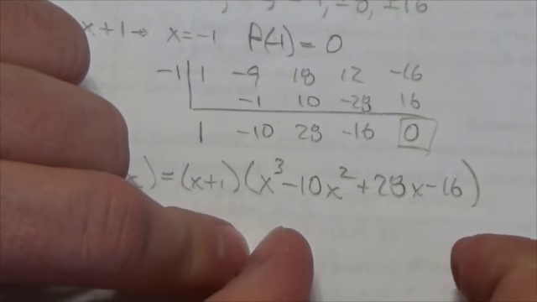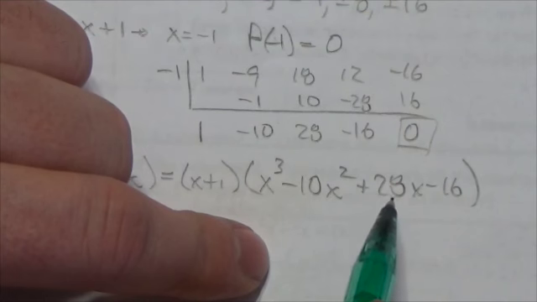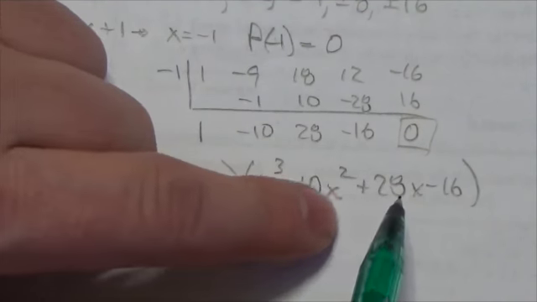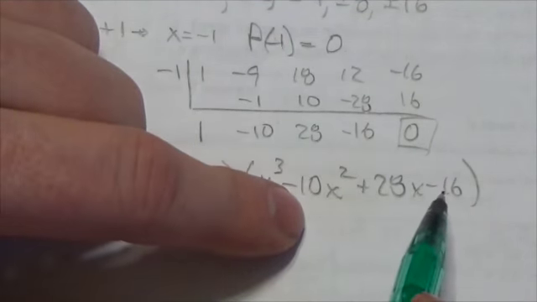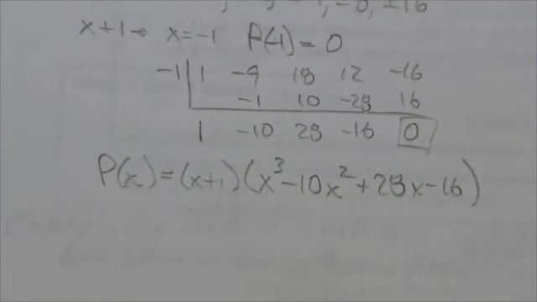I don't see anything there that would work out nicely. If I took out whatever's common between 28 and 16, I'm going to end up taking out a 4. That'll be 7x minus 4. Well, there's no way I'm getting a 7 out of that. So common factoring isn't going to work here. Sorry, grouping's not going to work here.